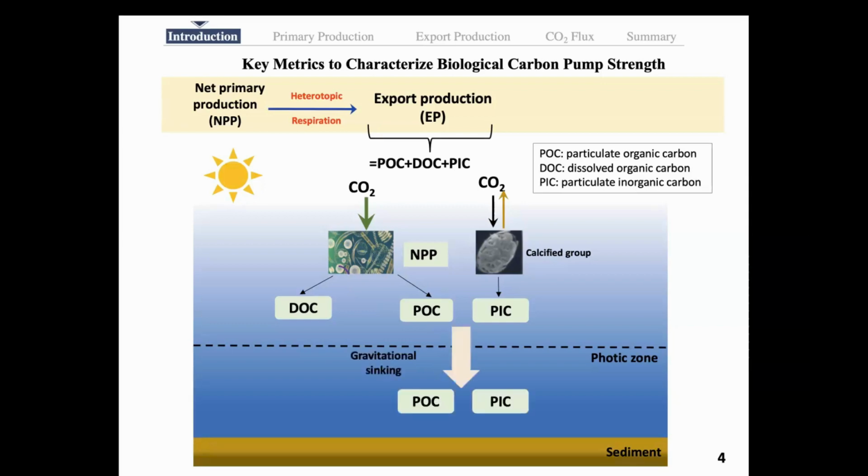For example, particles can be more efficiently transferred into the deep ocean via gravitational sinking. By contrast, the export of DOC is less efficient, relying on downward mixing. The formation of PIC can act as a ballast material, overall increasing the particle transfer efficiency in the ocean interior.